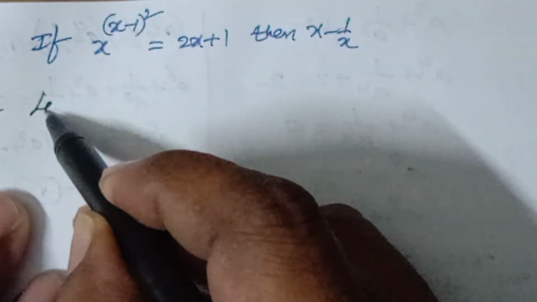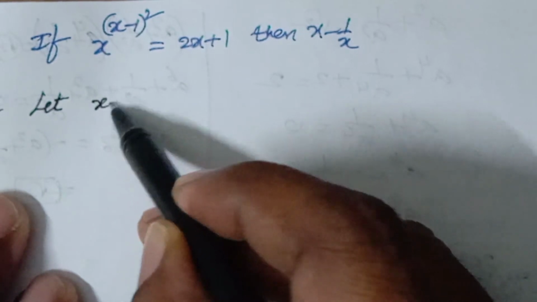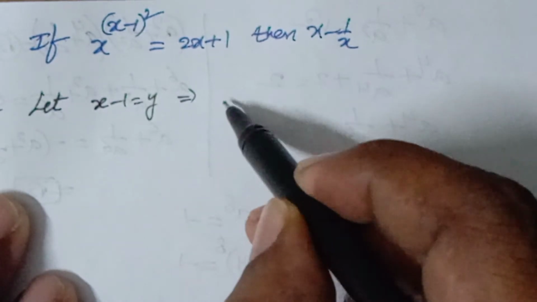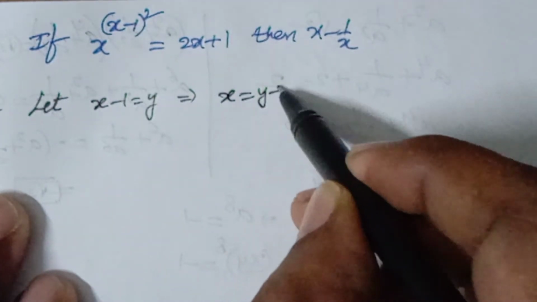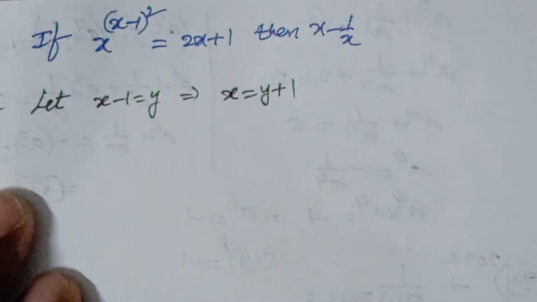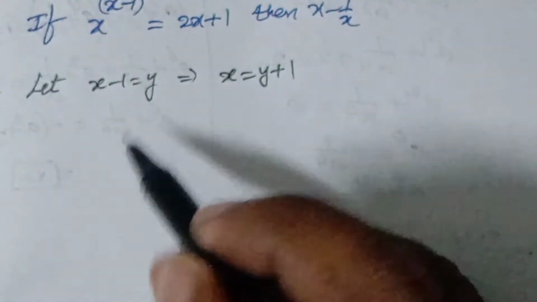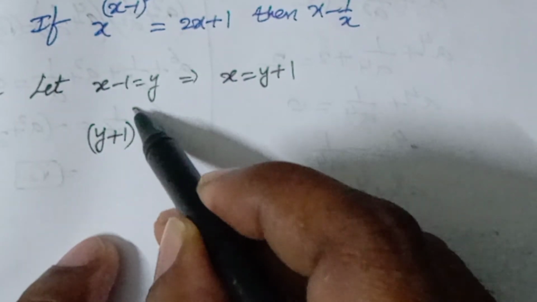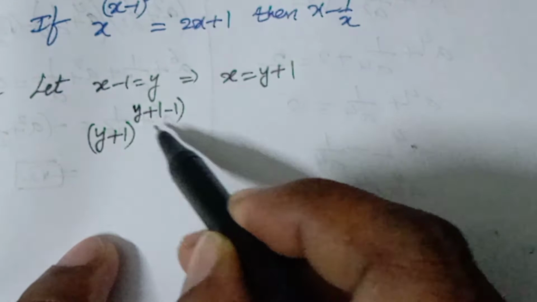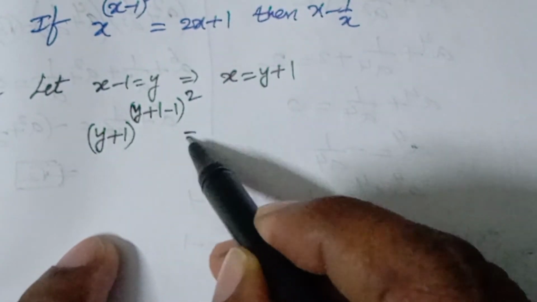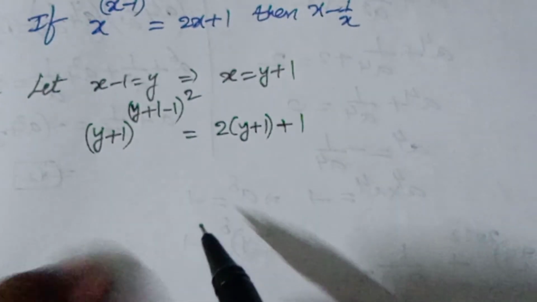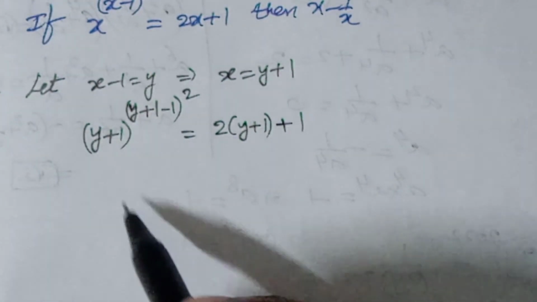So here, first of all, let us take x minus 1 is equal to y. That implies we will get x is equal to y plus 1. So in the place of x, substitute y plus 1. What will we get here? (y plus 1) to the power of (y plus 1 minus 1) whole squared is equal to 2 into (y plus 1) plus 1. So wherever there is x, we are substituting the y value.